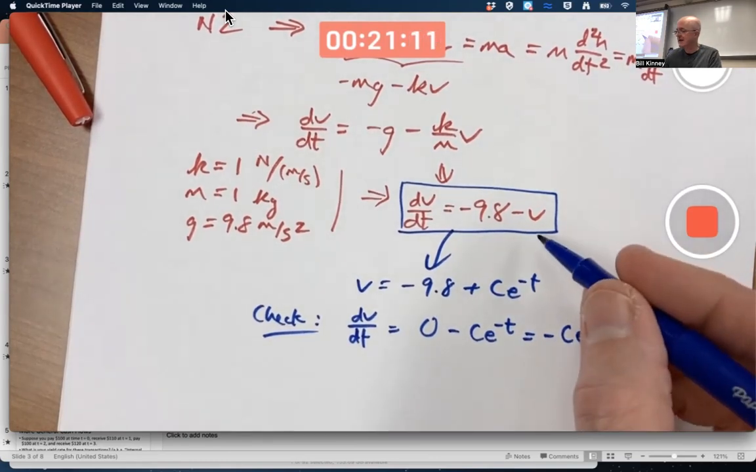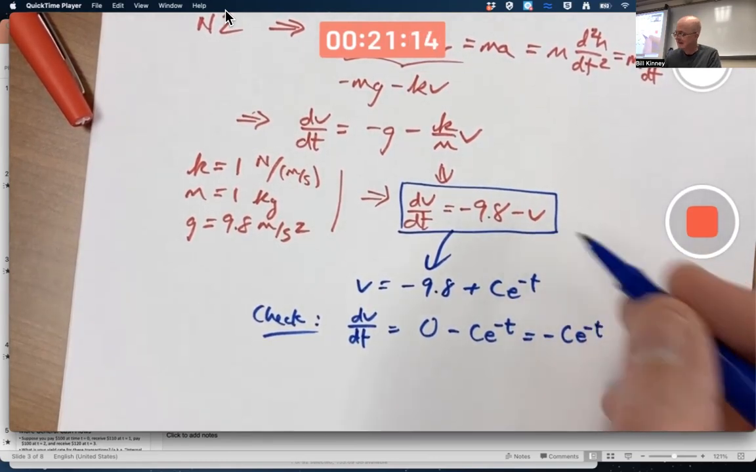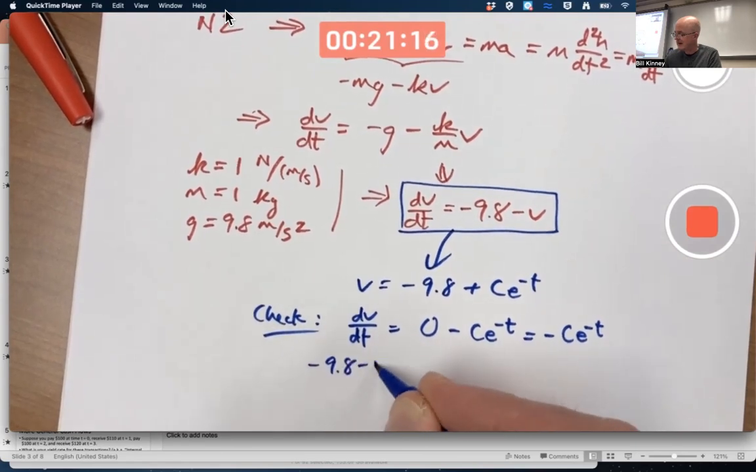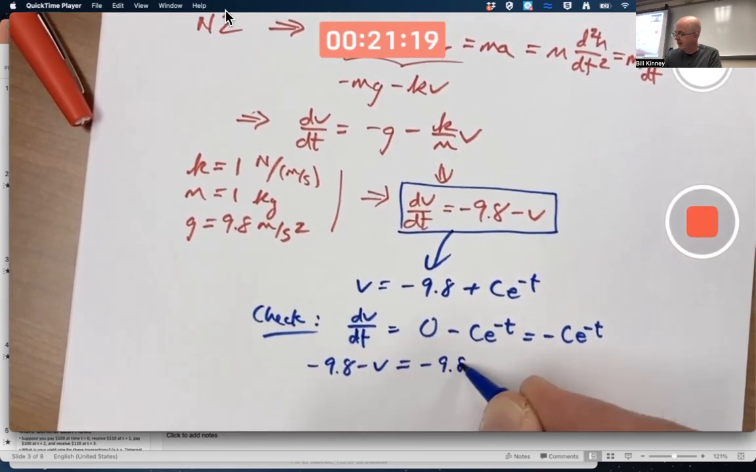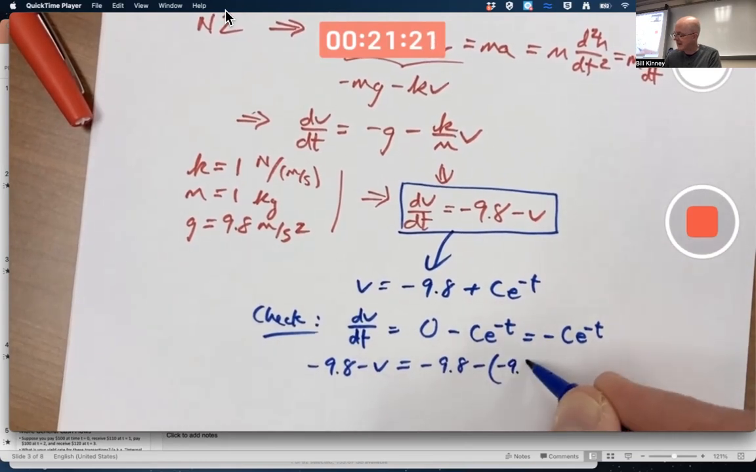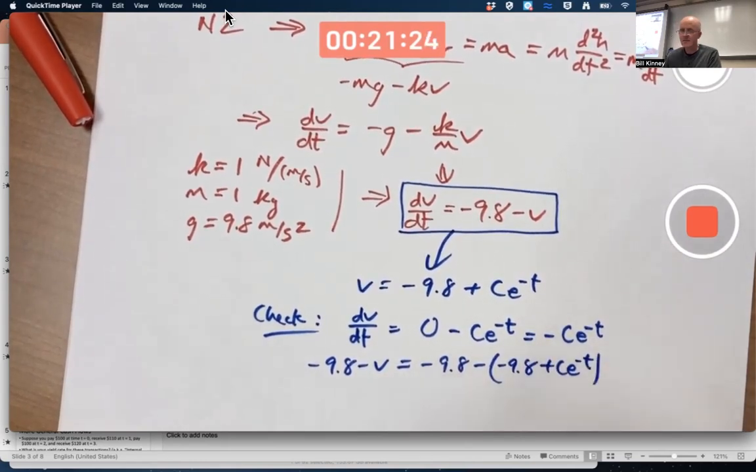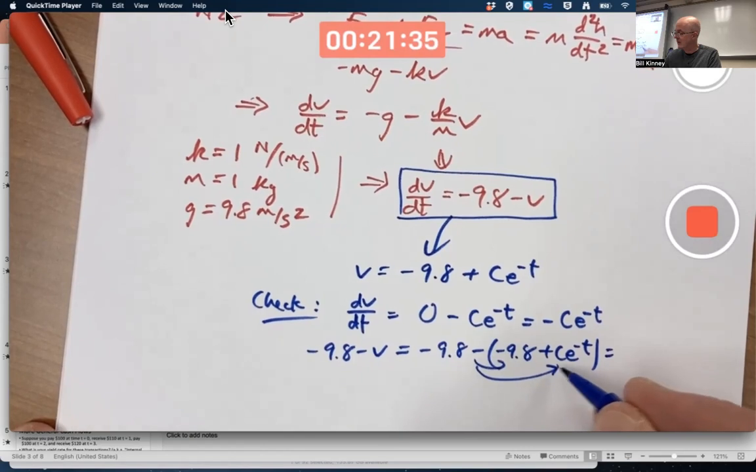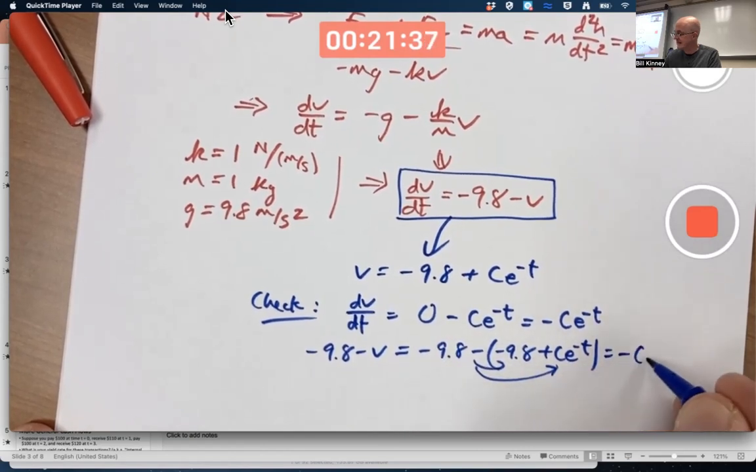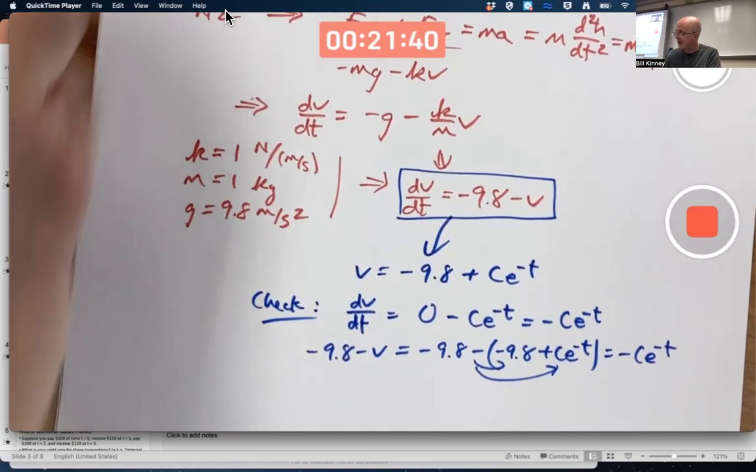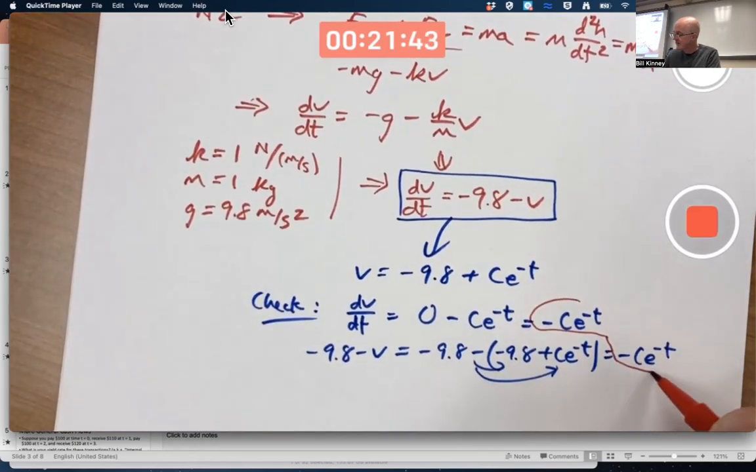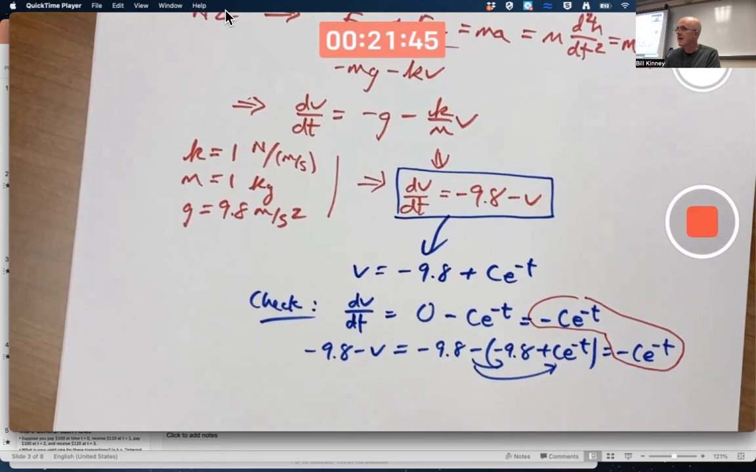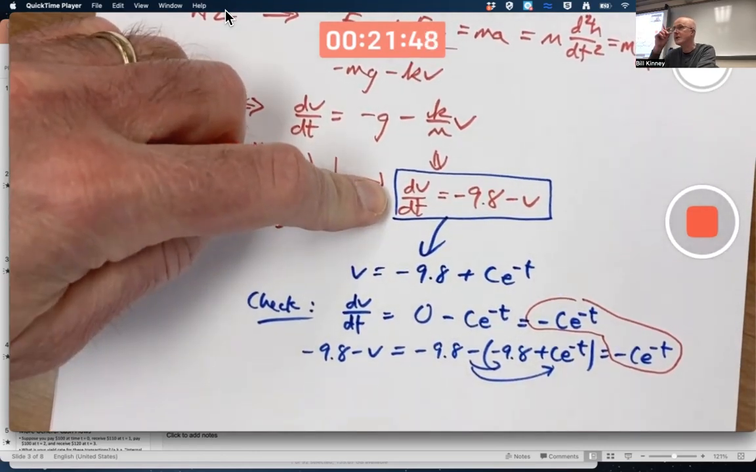Also plug it into the right-hand side. In place of v, negative 9.8 minus v is negative 9.8 minus this thing. Simplify. The 9.8's go away. The negative sign distributes through the parentheses. And when you multiply negative 1 times this, you get negative c e to the negative t. Hey, we got the exact same thing as the derivative. That's what it means to solve this differential equation.